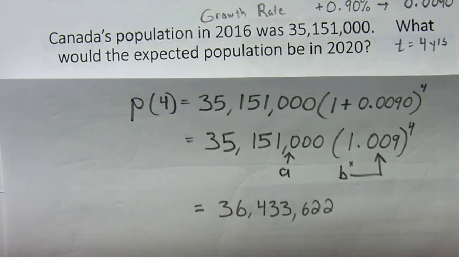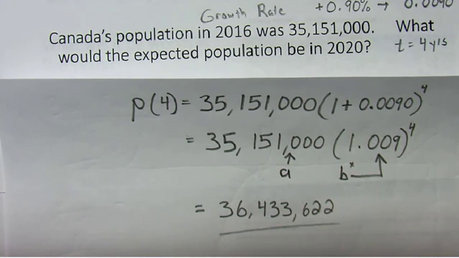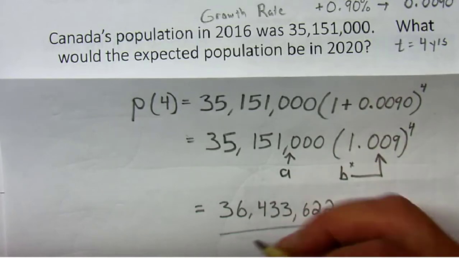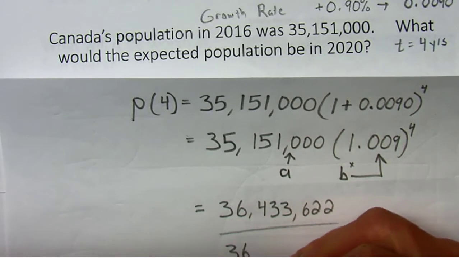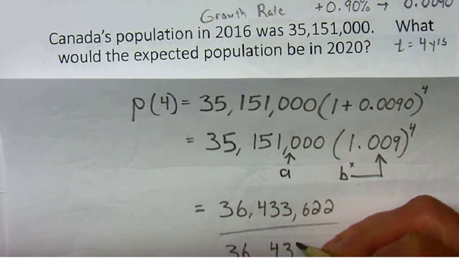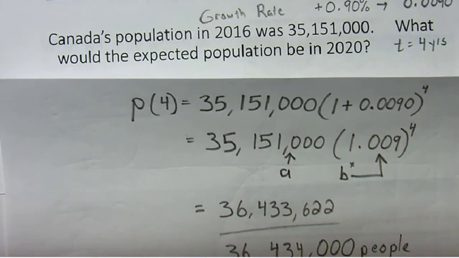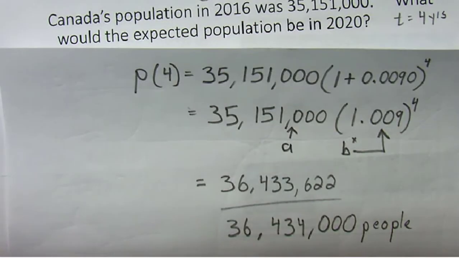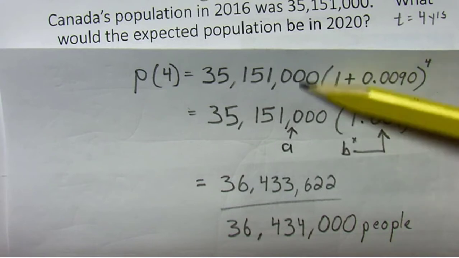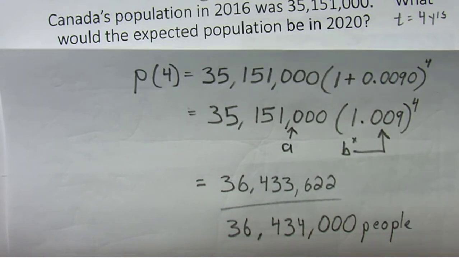36,433,622 or so people. Now, there's no way we'd be able to get it that precise, but that is the calculated value. If we wanted to round that to the nearest thousand like our initial number was, we could reasonably call that 36,434,000 people. And since this is a census year, these numbers would be updated soon, and so we'd be able to check and see if that prediction is correct.